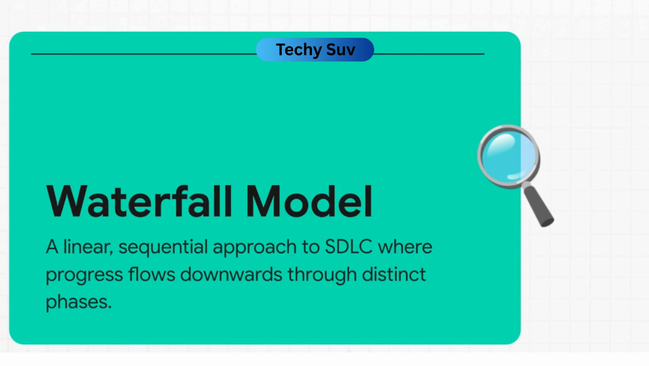So what is this thing exactly? At its core, the waterfall model is one of the oldest, most traditional ways to get software built. The best way to think about it is like a very strict recipe. You have to finish step one completely before you can even think about starting step two. It's all about that linear, one-way street from start to finish.